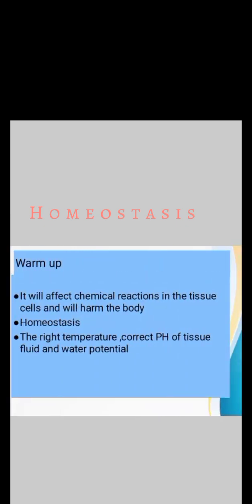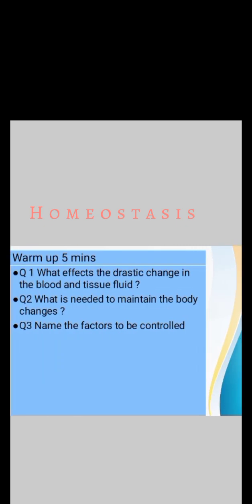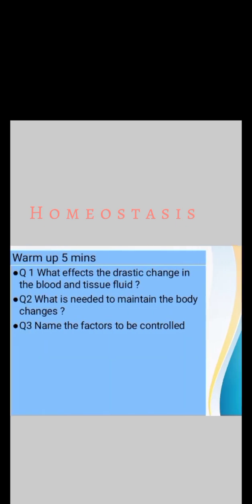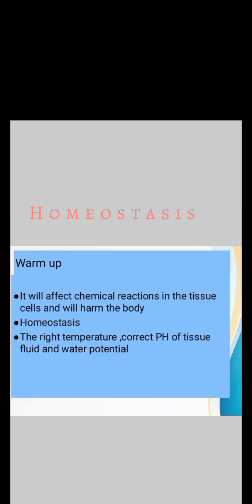It will affect chemical reactions in the tissue fluid and will harm the body. If there is a drastic change in blood and tissue fluid, what will be affected? It will affect the chemical reactions in the tissue cells, and it will also harm the body. Secondly, what is needed to maintain the body changes? Basically, homeostasis is needed to control the body changes.